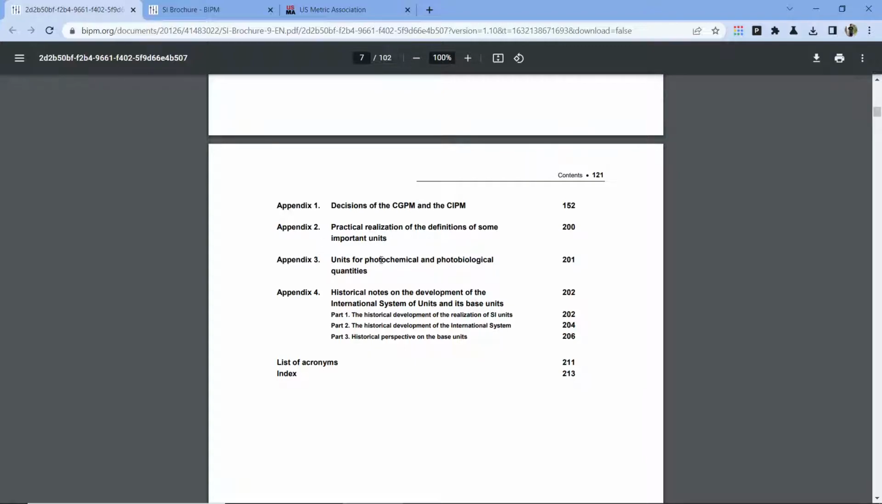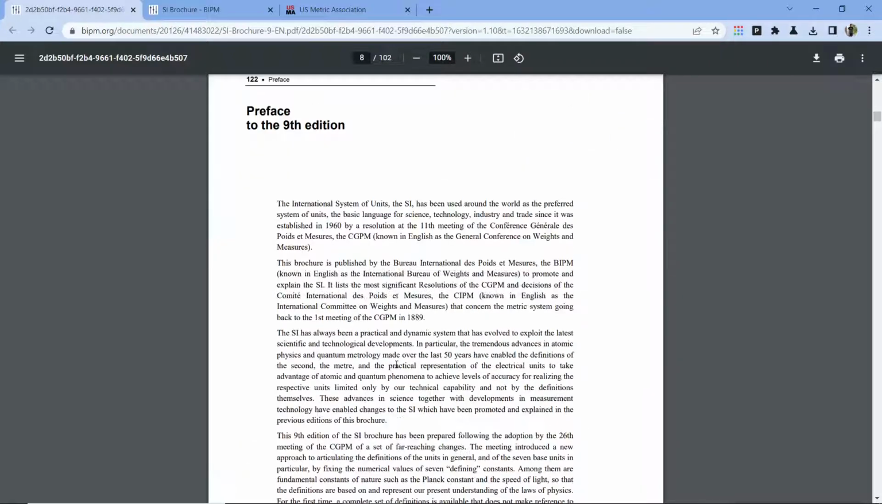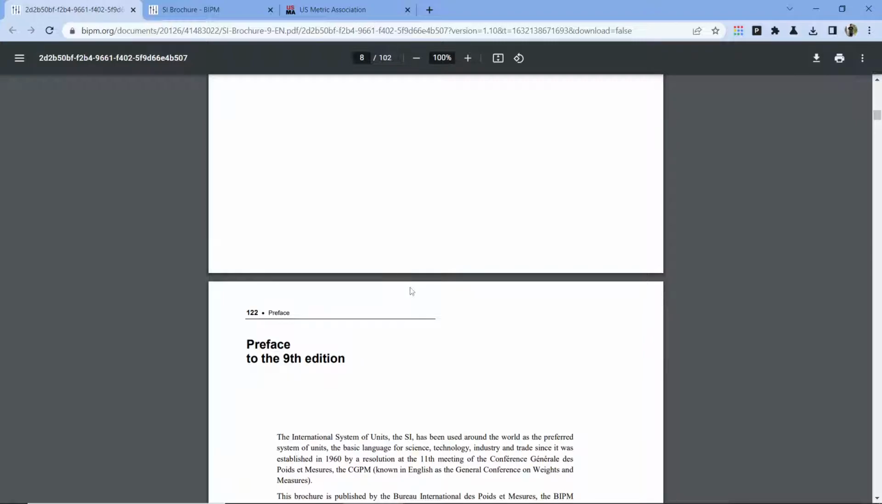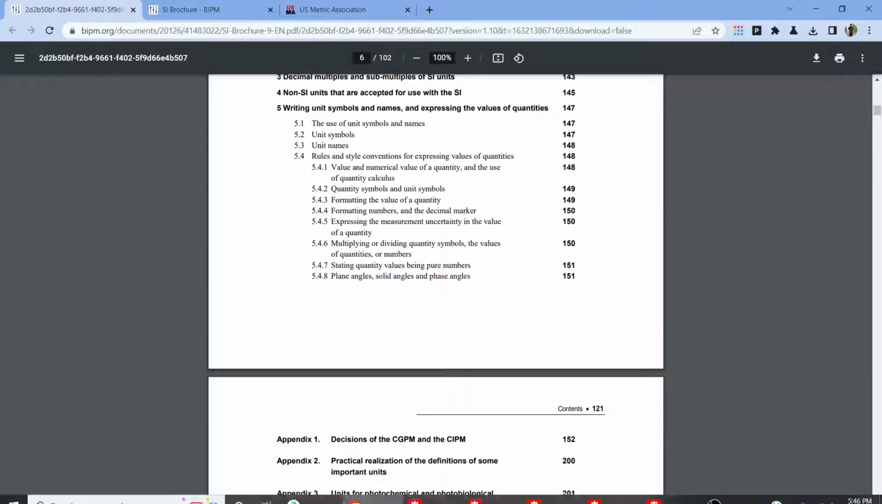Appendix 3, units for photochemical and photobiological quantities. Appendix 4, historical notes on the development of the International System of Units and its base units. Part 1, the historical development of the realization of SI units. Part 2, the historical development of the international system. Part 3, historical perspective on the base units. List of acronyms, index. Okay, so this is the table of contents that I read.